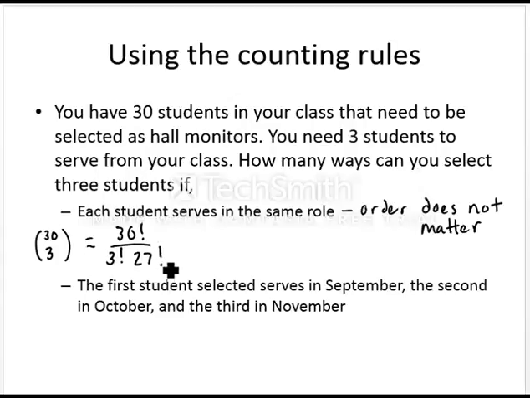Okay? Really, you want to just think about how this is different from the next one, where maybe if George gets selected first, he's the September hall monitor. Then if Melissa gets selected second, she's the October hall monitor, and then Jorge is the November hall monitor. Okay, so here order does matter.